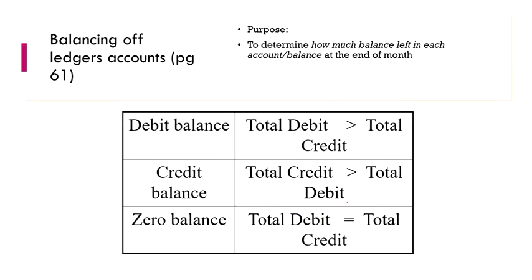Okay, balancing off ledger accounts. Okay, you will refer page 61. So purpose dia to determine how much balance left in each account or balance at the end of the month. Okay, so kita akan ada 3 jenis balancing figure lah. Yang pertama ialah debit balance, second ialah credit balance, third ialah zero balance. So kita akan panggil dia sebagai debit balance if the total debit is more than the total credit. Kalau credit balance maksudnya kredit tu lebih banyak daripada debit side lah. Whereas kalau zero balance, kalau kedua-duanya sama, debit side and credit side is equal.